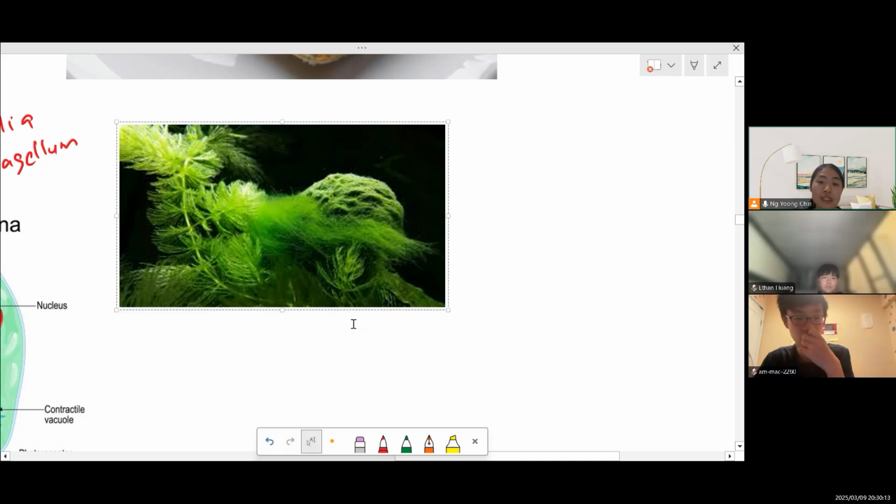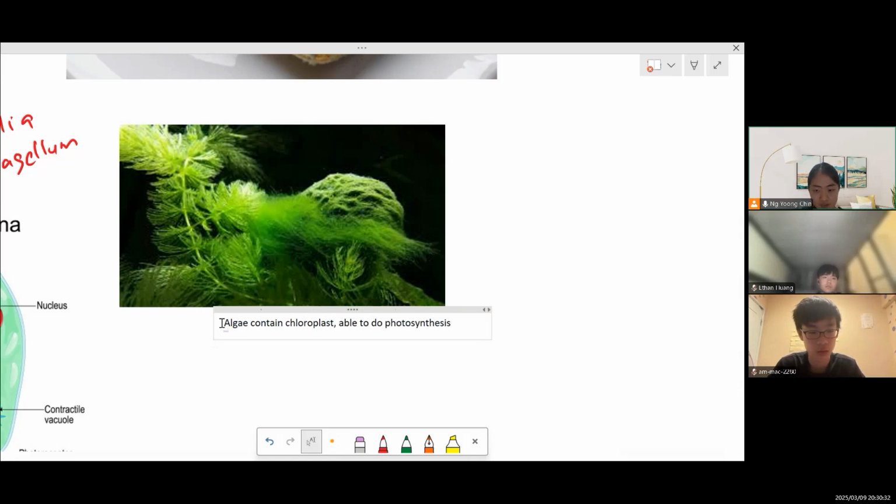Why? Because you can look at this algae. Yeah, it's green. It contains chloroplast. It's able to perform photosynthesis. Remember that if a plant wants to perform photosynthesis, it must have chloroplast. If they don't have chloroplast, it means they are not able to perform photosynthesis.